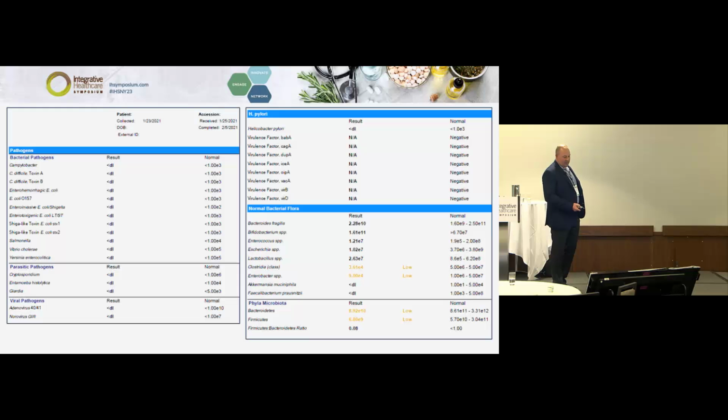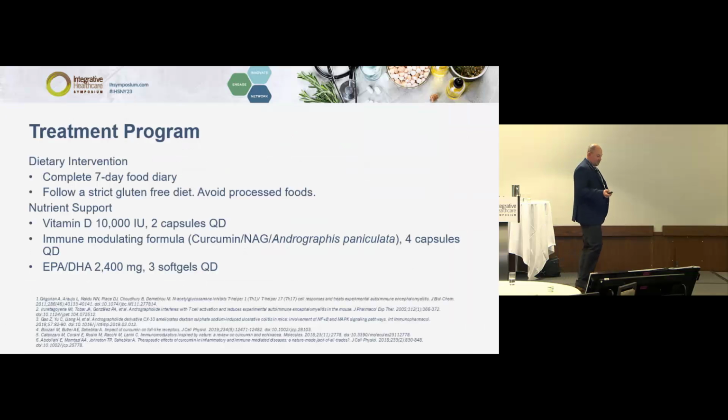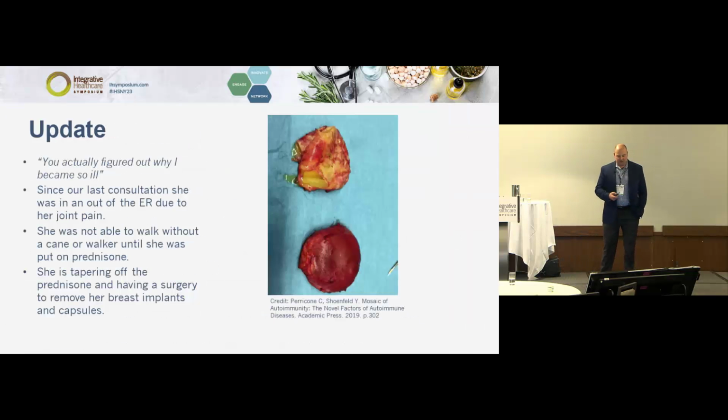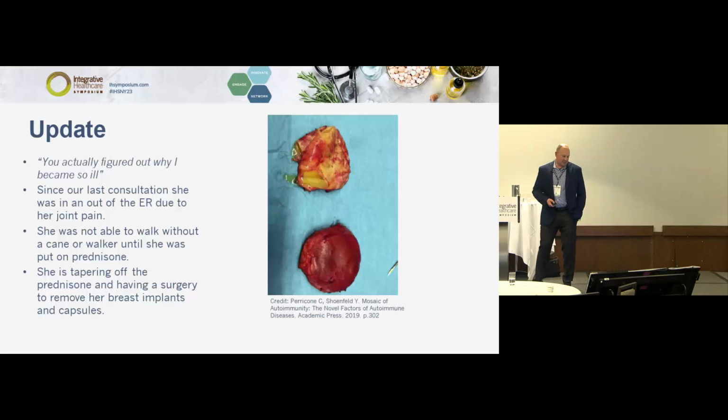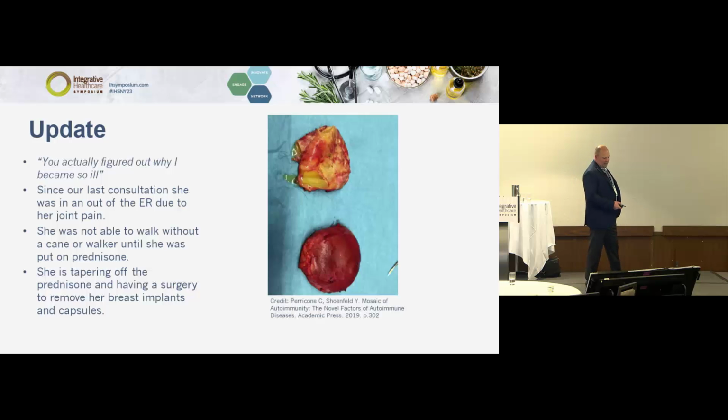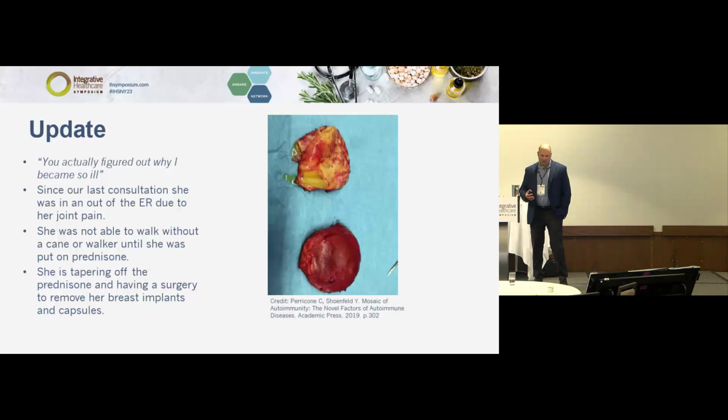Then she tells me how, since our last consultation, she was in and out of the ER for joint pain. She's not able to walk without a cane. She was tapering off prednisone, and she was going to have surgery. The doctor she saw actually agreed that this is most likely the issue. They can do certain tests for sensitivities to that type of thing, and they can look if there's any leaking with the capsule and things.